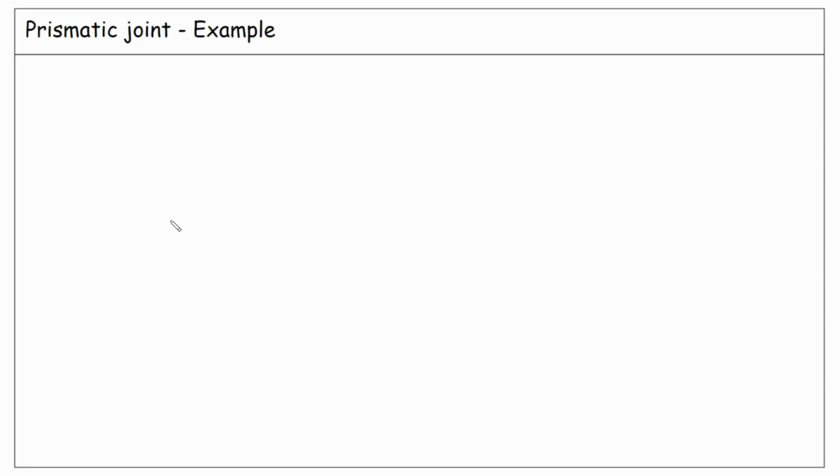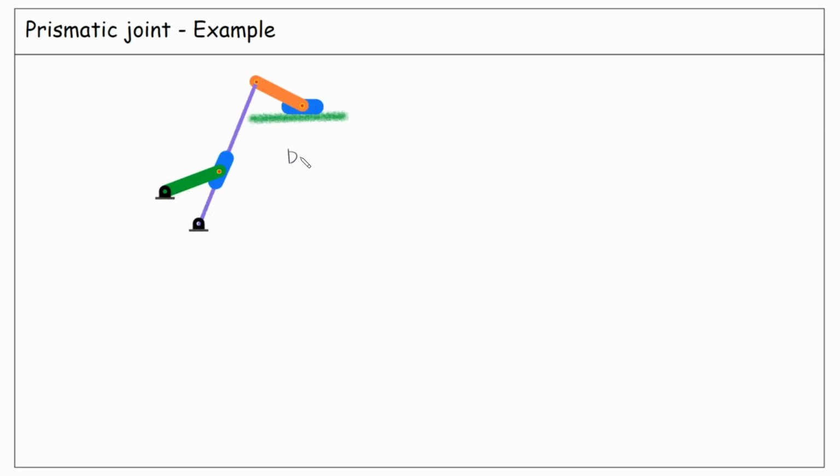Last example, before I finish this lecture. This time, let's start from the ground. We have a slider on the ground. We have a link pinned to the slider. We have a rigid bar pinned to the link and also pinned to the ground. A slider moving along the rigid bar. Another link pinned to the slider and also pinned to the ground.